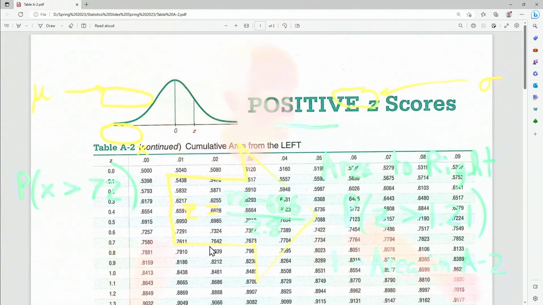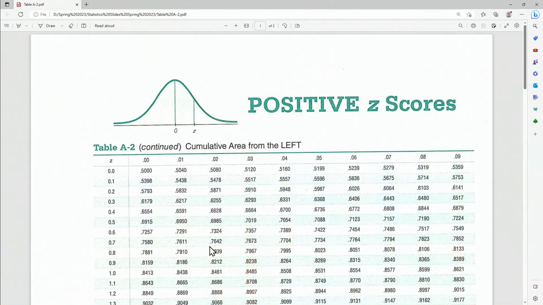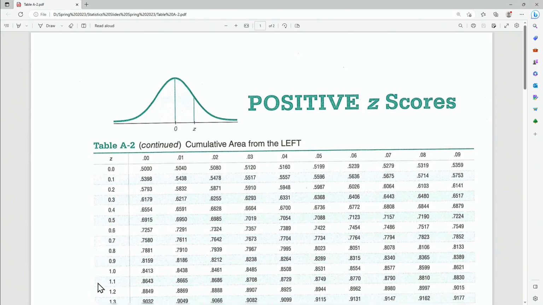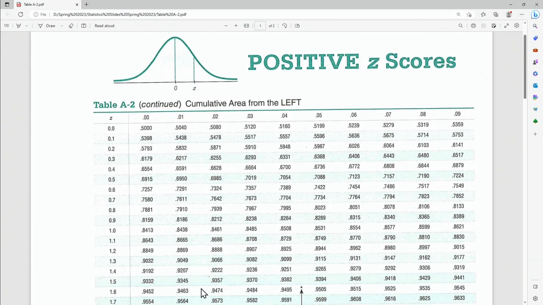Okay, so let me turn off the camera so that we can actually see. All right, so we said our z-score was 1.21. So obviously 1.21 is a positive number, so we're going to be on the page that says positive z-scores. And 1.2 is the first two digits, that's our row. And then our column is 0.01 because the last digit is a 1. So where 1.2 and 0.01 meet gives us our area, which is 0.8869.